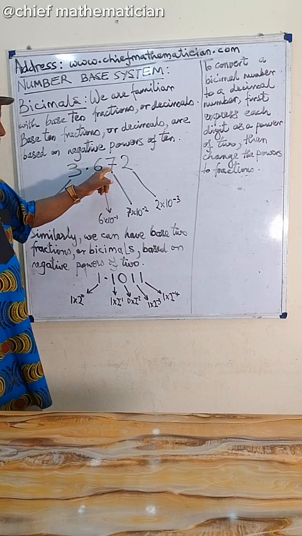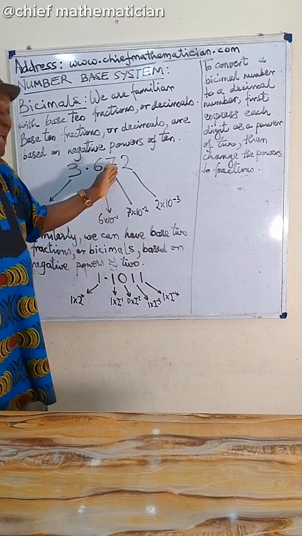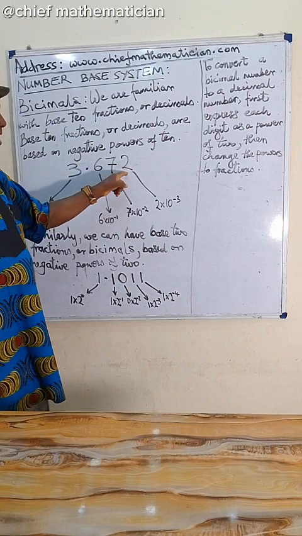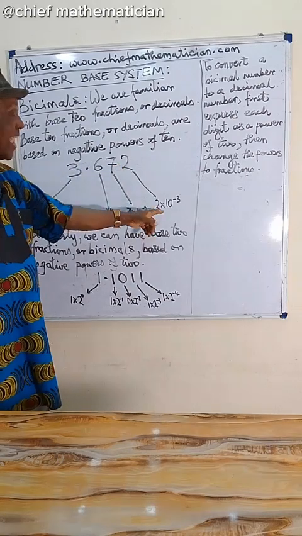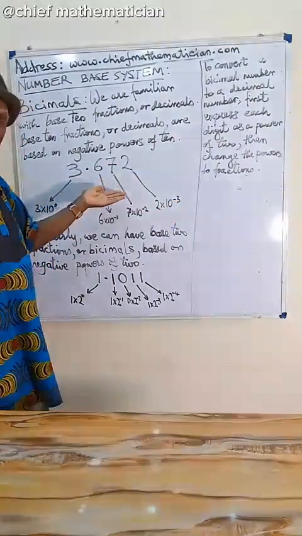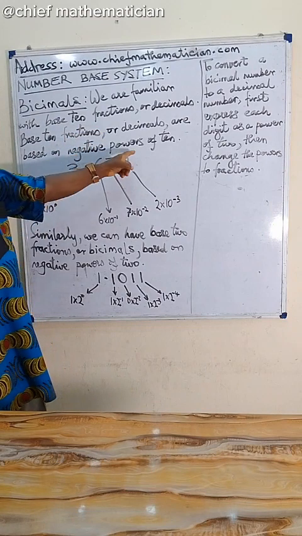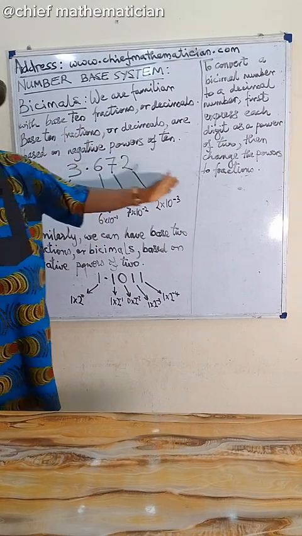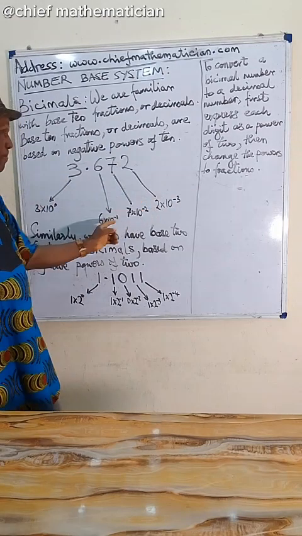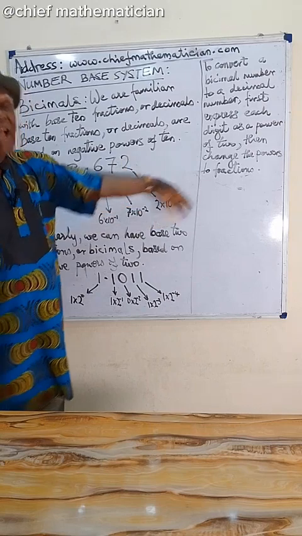This 7 stands for 7 times 10 to the power minus 2 by each position. And this 2 stands for 2 times 10 to the power minus 3. That's how they got their positions. And that is why I told you that they have negative powers. The decimal part has negative powers, as you can see: minus 1, minus 2, minus 3, and so on and so forth.